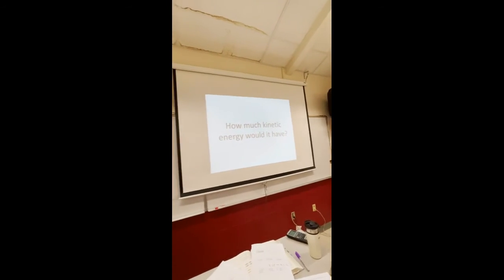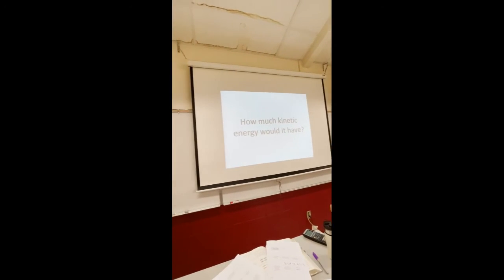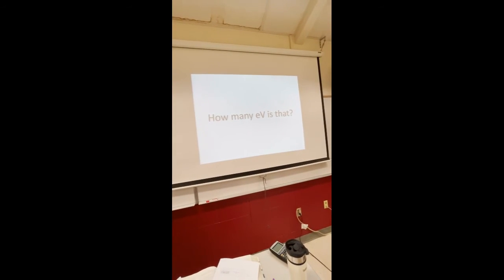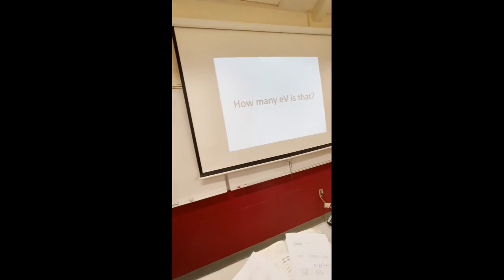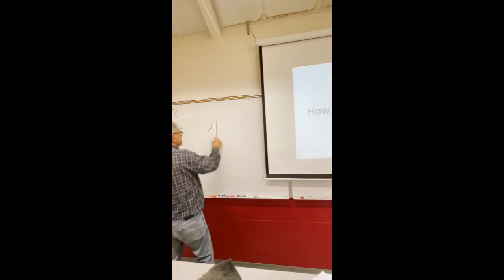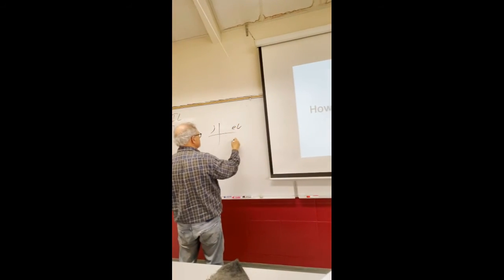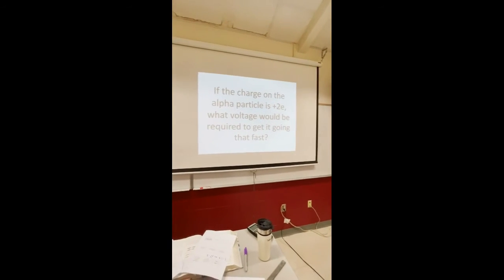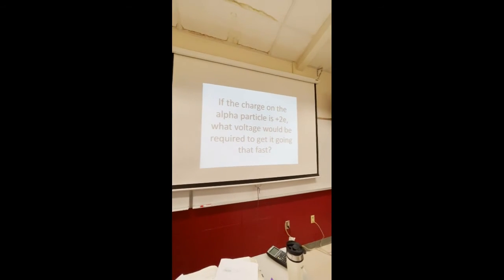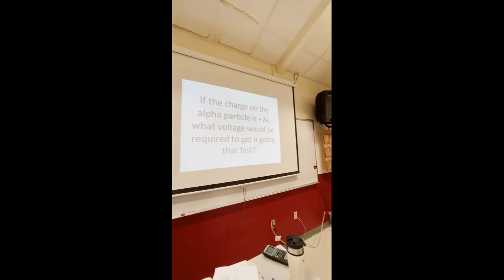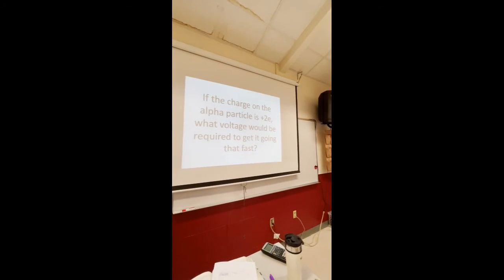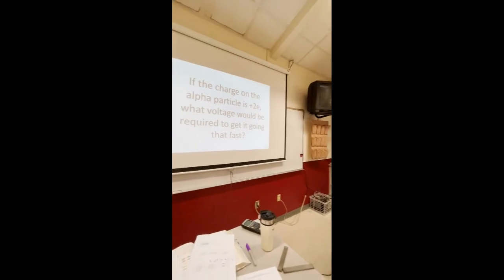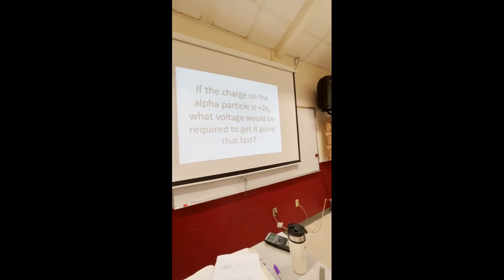How much kinetic energy would they have? Then you just say 1/2 mv squared. How many electron volts is that? Then you convert it to electron volts. What we have is joules, so just divide by 1.6 times 10 to the negative 19. If the charge on the alpha particle is plus 2, that's 3.2 times 10 to the negative 19.